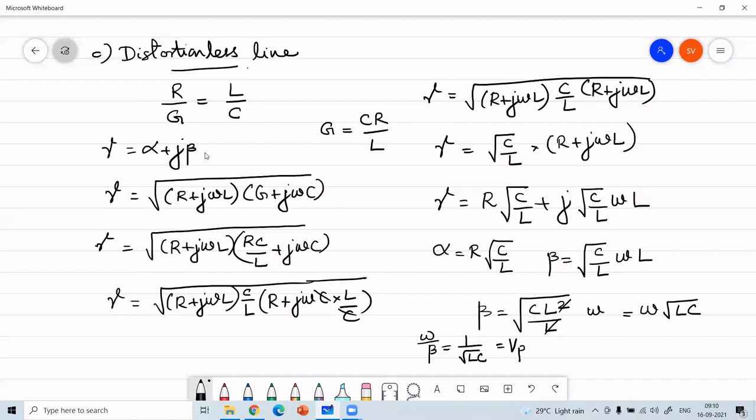So these are the expressions for the phase shift constant, the attenuation constant, and the phase velocity. It is seen that the attenuation constant is independent of frequency and the phase shift constant linearly depends on angular frequency.